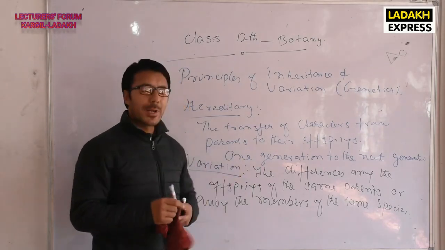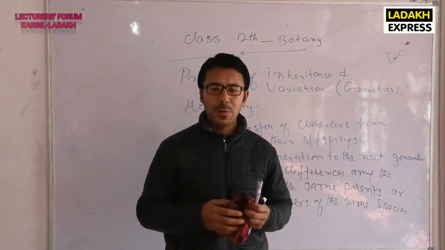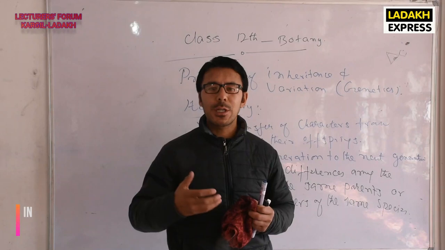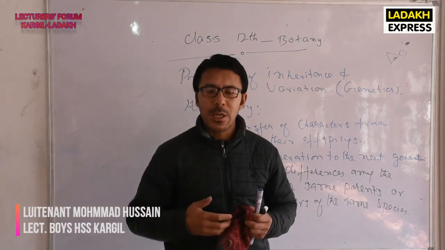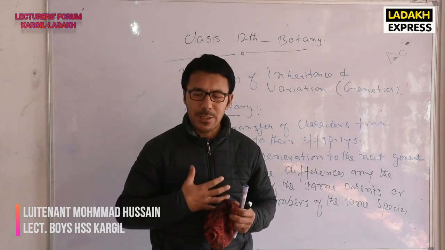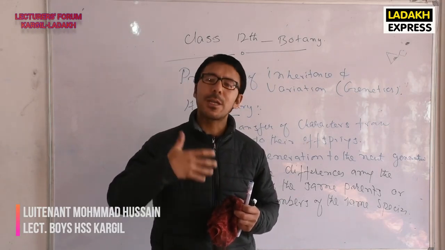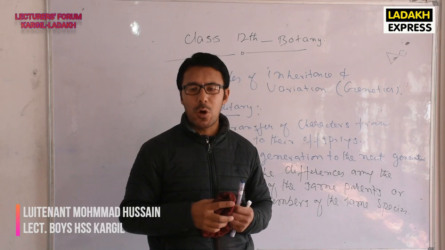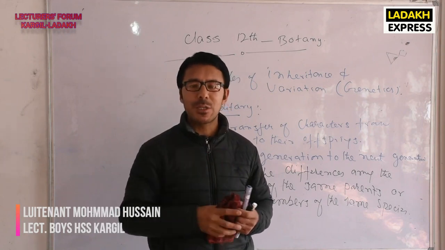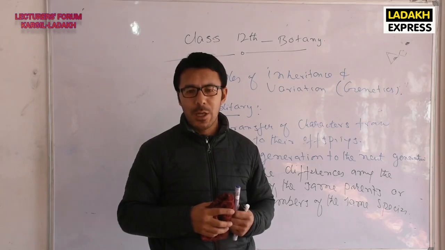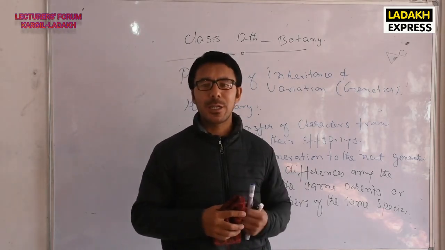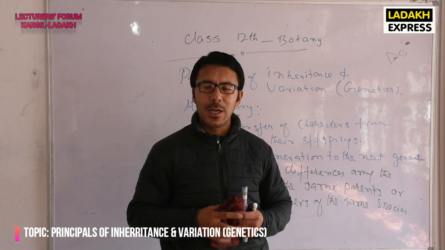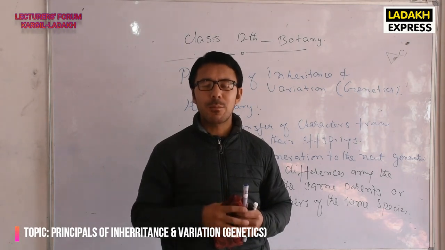So, what is variation? No doubt, there are resemblances between the parents and offspring. Still, there are a lot of differences between the parents and their offspring. The differences among the members of the same parents, or between the parents and their offspring, are called variation. Or the differences among the members of the same species are called variation. Now the question arises, how to make this variation and heredity understood? In order to study heredity and variation, we have a specific branch of biology, which we call genetics.